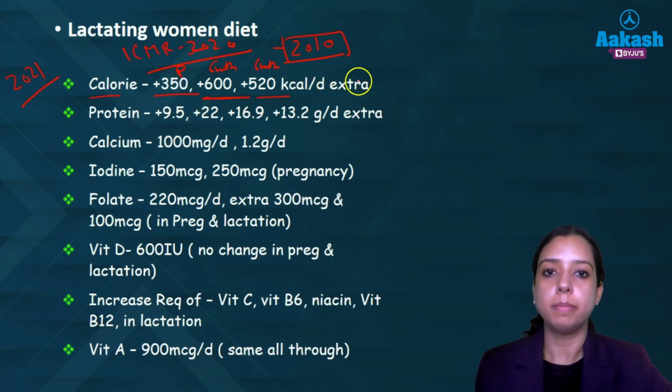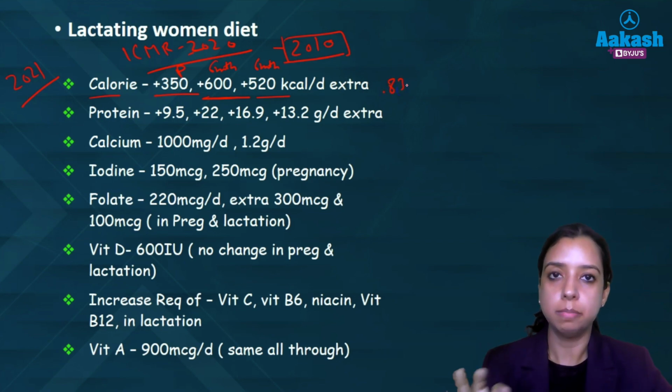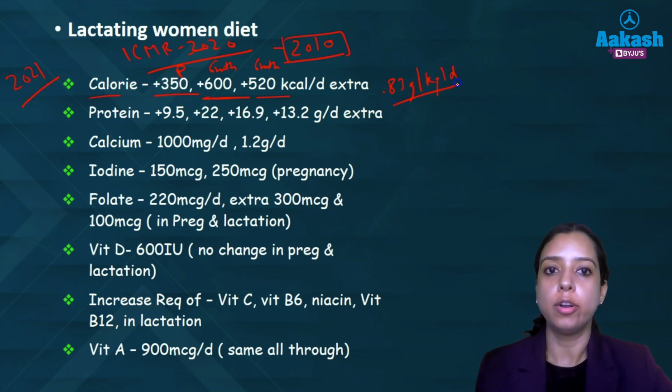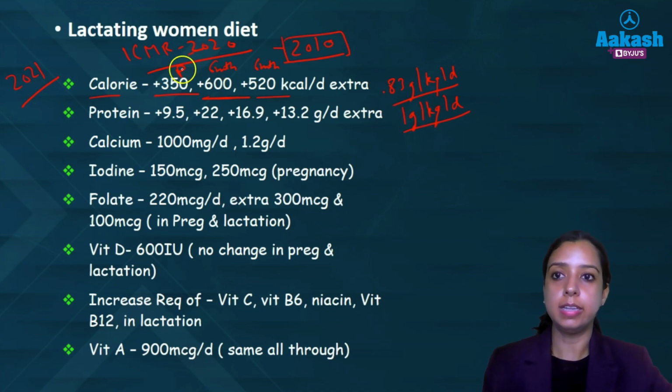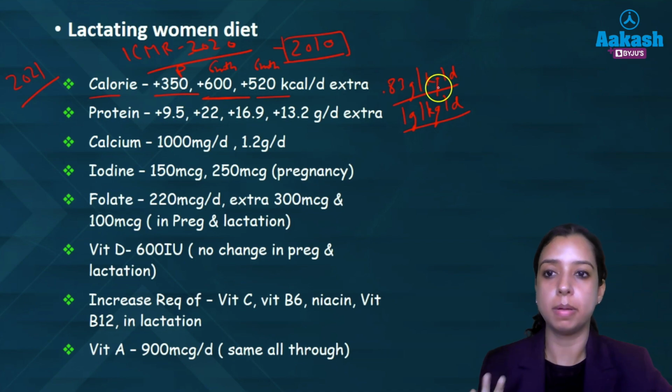The protein requirement, according to the new RDA, is not 1 gram per kg per day. The protein requirement for an average man and woman, I'm saying, is 0.83 gram per kg per day. For an average Indian man and woman, this is the protein requirement. Okay, 1 gram per kg per day is the requirement for vegetarian men and women. So this has been updated in the 2020 guidelines. So you should remember that.